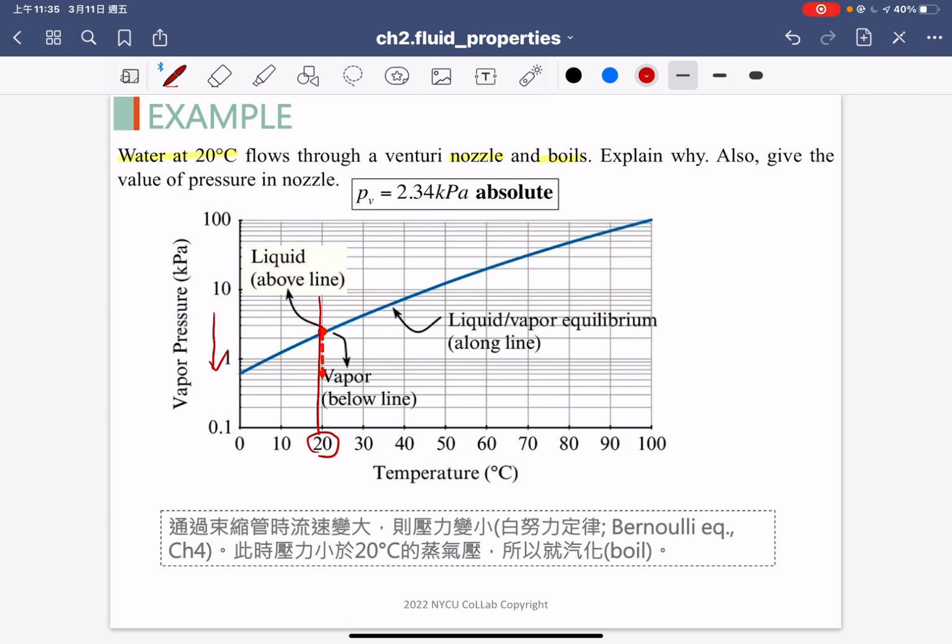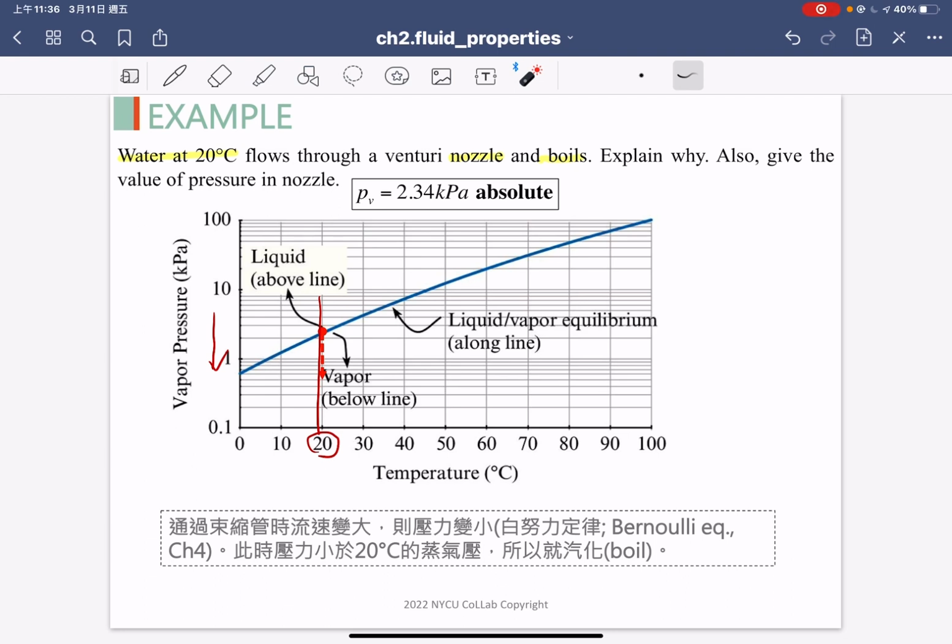So how can we have the pressure decrease? As the words are showing here, it's because the flow speed becomes larger, and then the pressure will be decreased. This idea is from the Bernoulli equation, which I didn't teach before, and the Bernoulli equation will be taught in chapter 4. But right now I directly tell you that the velocity increases and then the pressure will decrease.